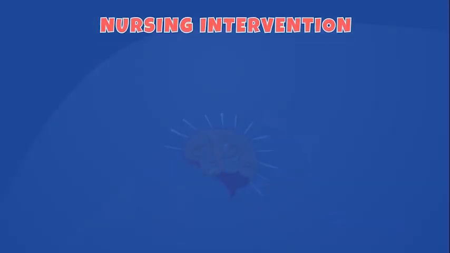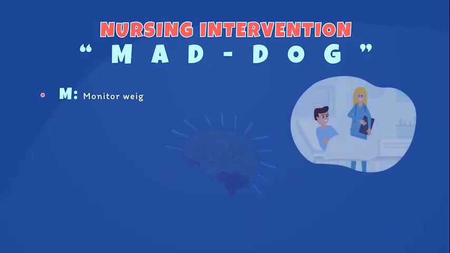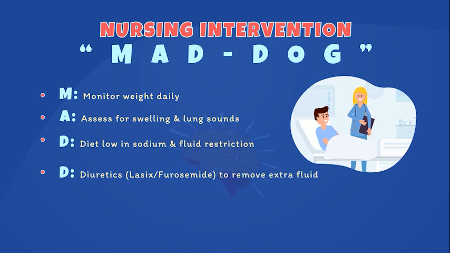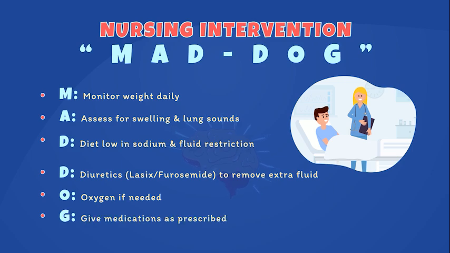Nursing interventions. As nurses, what can we do to help patients with heart failure? Well, remember MAD DOG, right? M will be for monitoring weight daily. So here we're watching for sudden gain, which equals fluid retention. A will be for assess for swelling and lung sounds. D for diet low in sodium and fluid restriction. D for diuretic. So this patient is going to be on Lasix or furosemide to remove extra fluid. O for oxygen if needed. G for give medication as prescribed.